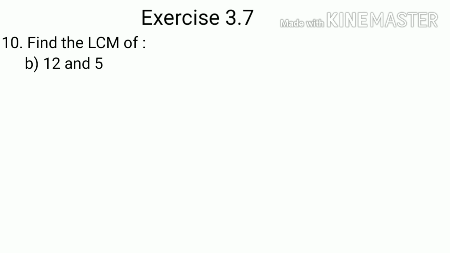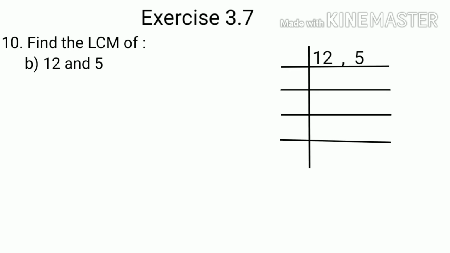Question number 10b is find the LCM of 12 and 5. Let's use the common division method here. We will divide the numbers by the smallest prime number which can divide at least one of the numbers exactly. Since the smallest prime number 2 can divide 12 exactly, we divide the numbers by 2. When we divide 12 by 2, we get 6 as the quotient. Now since 5 is not divisible by 2, we bring down 5 as it is.